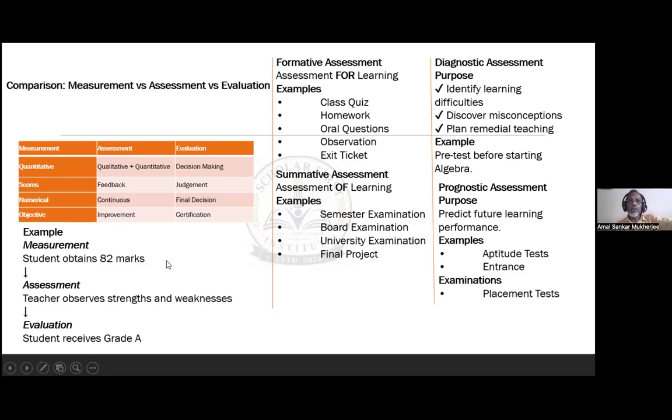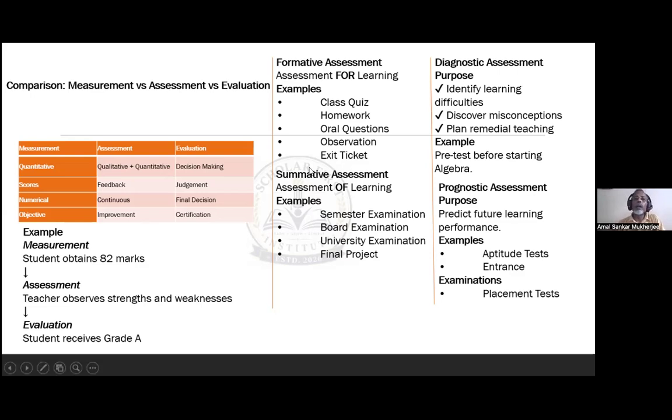Now let me give an example of one particular student's process from measurement to assessment to evaluation. In measurement, the student obtains 82 marks. In assessment, the teacher observes strengths and weaknesses. In evaluation, after observing the marks as well as the strengths and weaknesses, the student receives grade A from the teacher. That is done in evaluation after the measurement, assessment, and taking the decision.